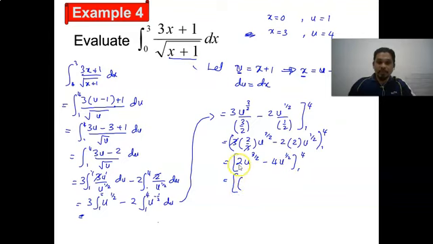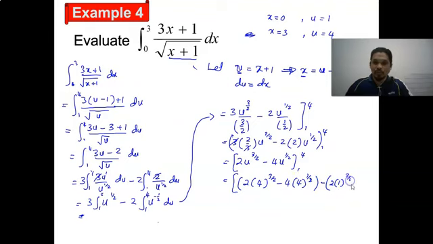Okay, first we substitute 2u to the power of 3 over 2 minus 4u to the power of half, turning all the u into 4. So 2 times 4 to the power of 3 over 2 minus 4 times 4 to the power of half. And minus, again, this term where we substitute u with the value 1. So 2 times 1 to the power of 3 over 2 minus 4 times 1 to the power of 1 over 2.